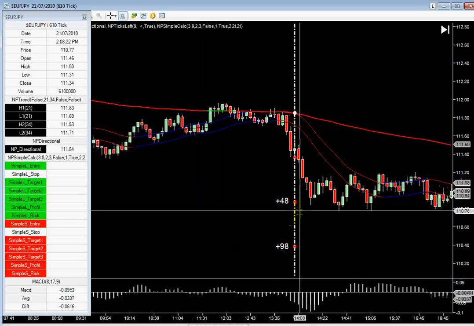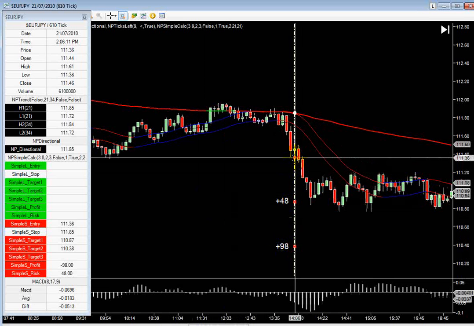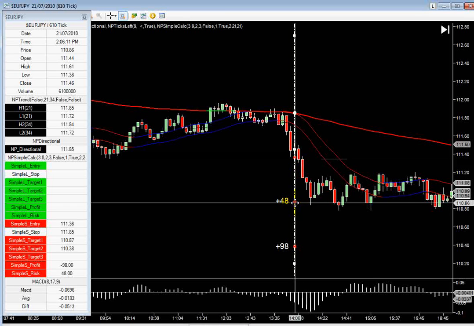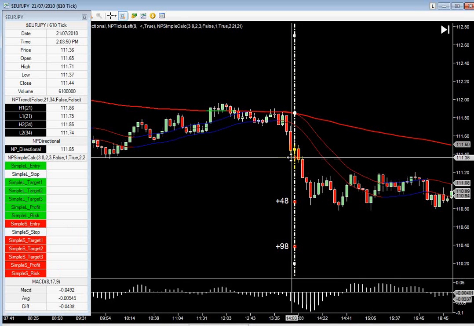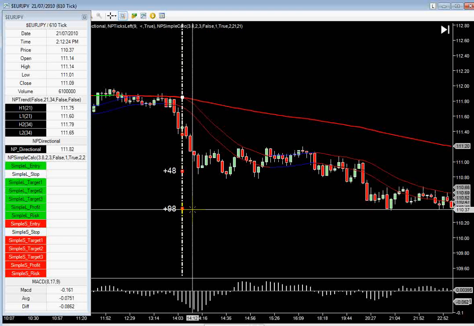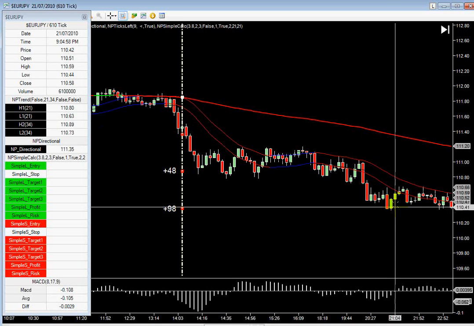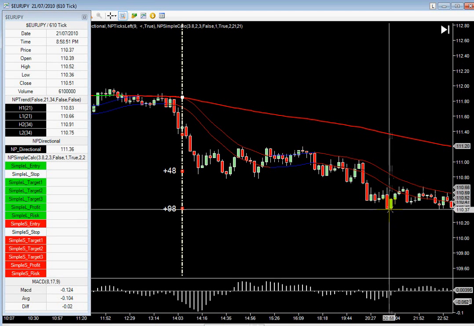Let's look around here. We're going to get a plus 48. Here's our entry way up here, right? 1136. Get plus 48. Stop comes up to break even. See what happens here. Plus 98 is our ultimate target. Get ticked out right here on this target. Plus 98. Perfect trade.